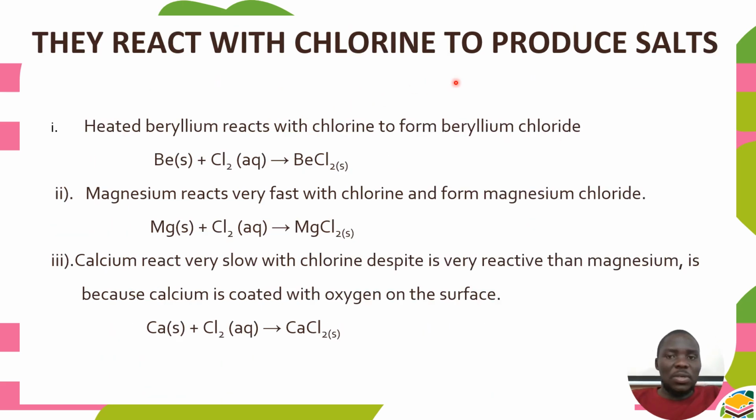They can react with chlorine to produce salt, similar to what we covered with alkali metals. They will be able to react and form a salt. For example, beryllium reacting with chlorine to form beryllium chloride, magnesium reacting with chlorine to form magnesium chloride, calcium reacting with chlorine to form calcium chloride, as stipulated in these three equations.